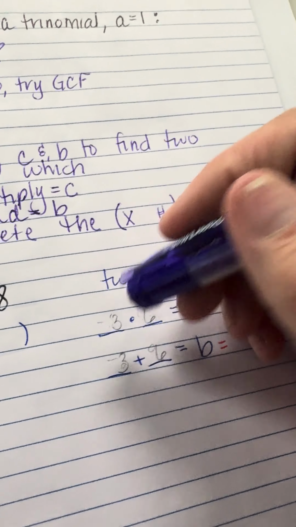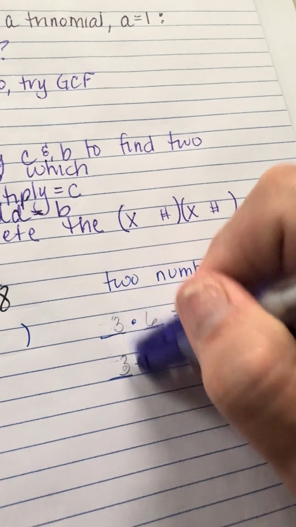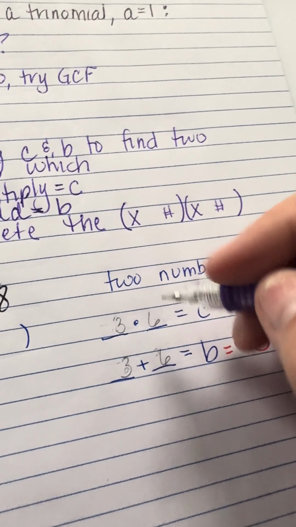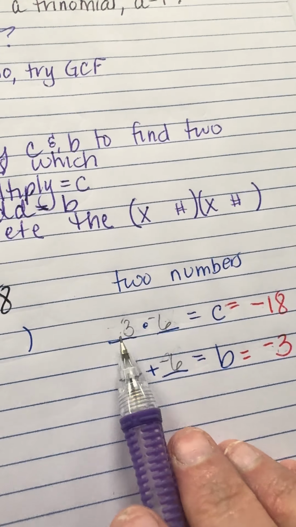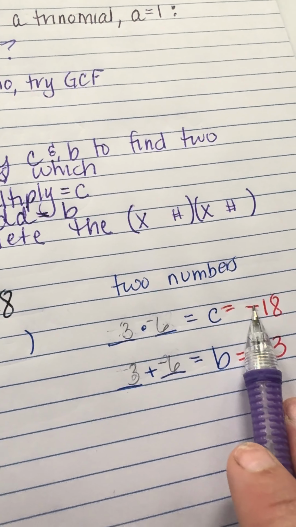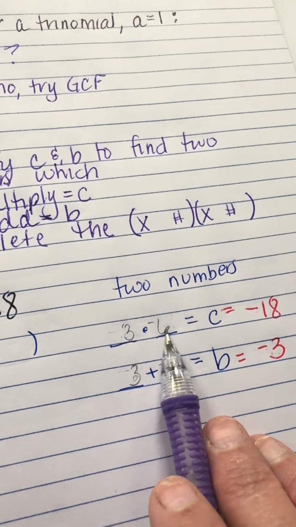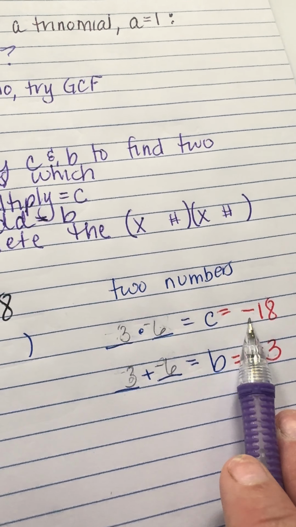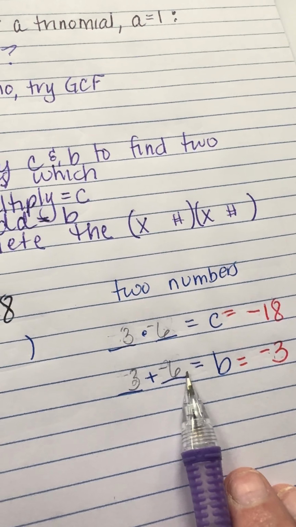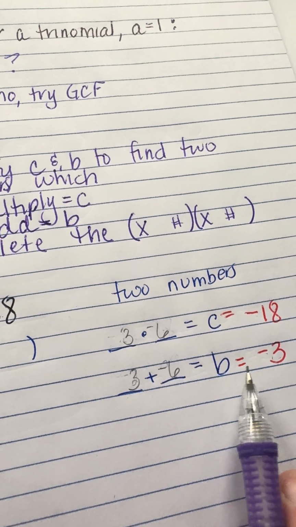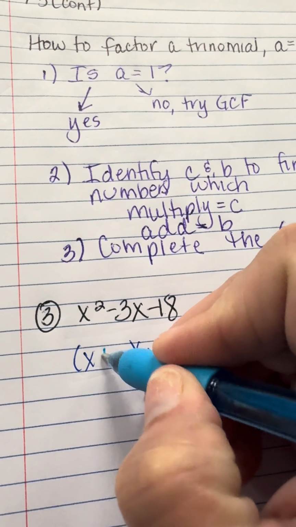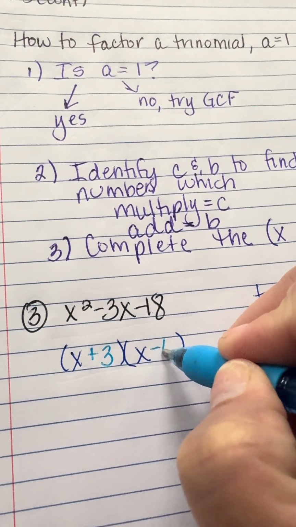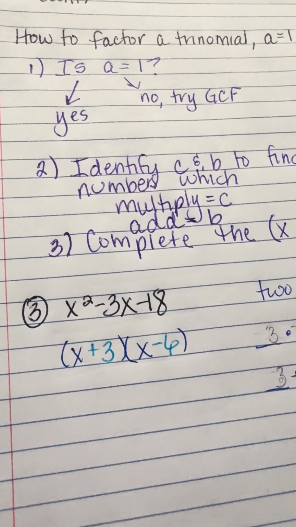So what I'm going to do is switch these signs around, and I'm going to make the 3 positive and the 6 negative. Now, 3 times the negative 6 is still negative 18. Doesn't matter which one is negative, just one of them has to be negative. And then 3 plus negative 6 is negative 3. I got my numbers. It's positive 3 and negative 6. So over here, I'm going to fill in positive 3 and negative 6.